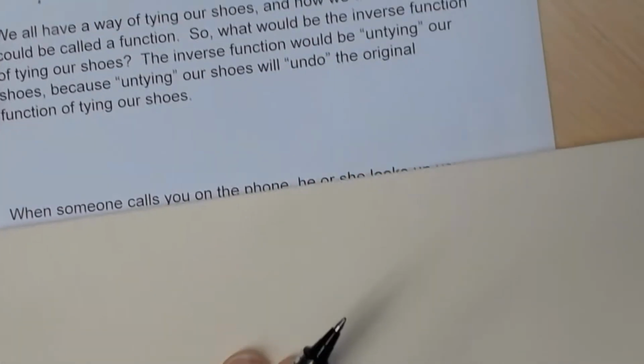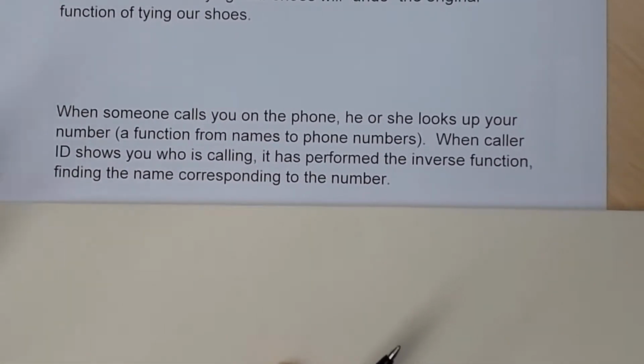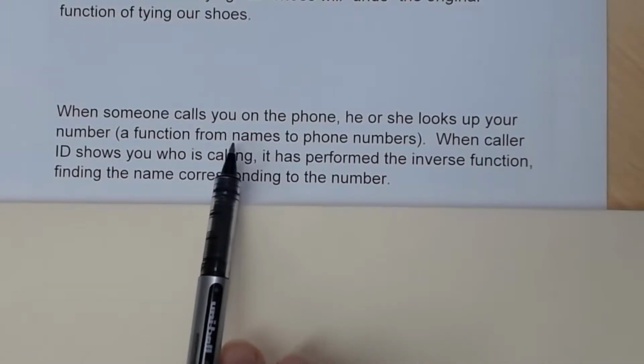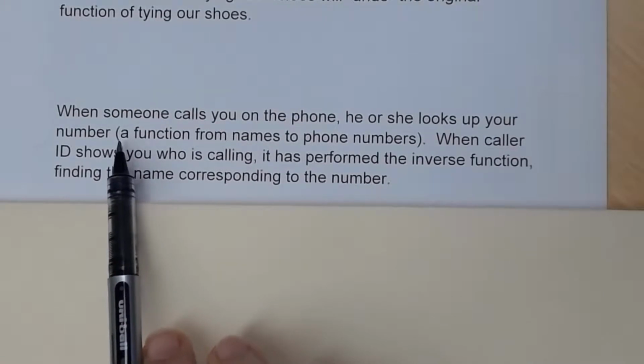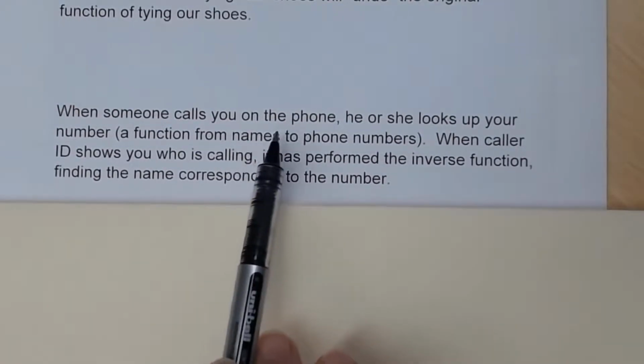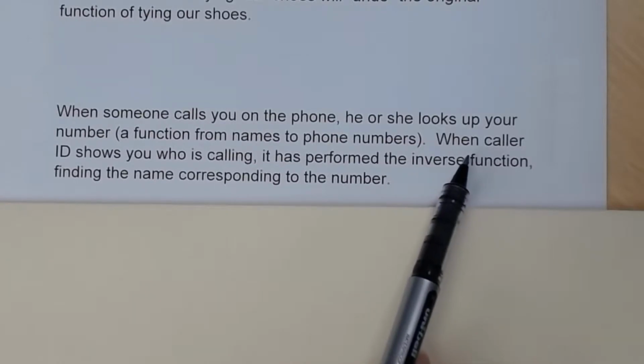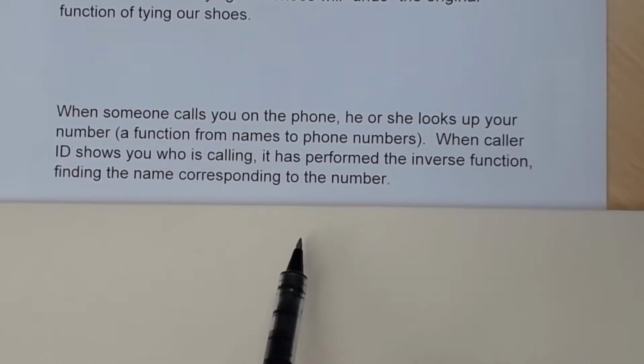Another example would be when someone calls you on the phone, he or she looks up your number, and so the function would be from names to phone numbers. When caller ID shows you who is calling, it has performed the inverse function. The inverse function would be finding the name that corresponds to the number. So when someone calls you, they look up your name, and then they get a phone number. Caller ID will look at the phone number and get the name, and that's the name that shows up on caller ID.